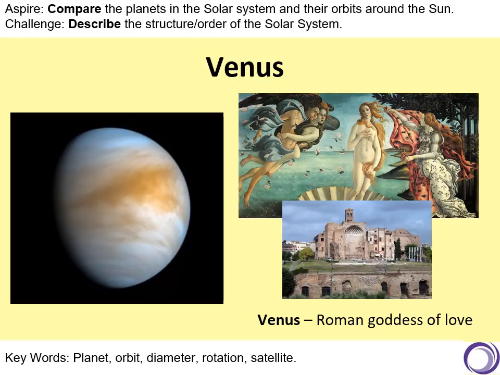And the size of Venus is very similar to Earth. So the relative size would be 0.9. That's the relative diameter of Venus in comparison to Earth. So it's very, very similar. You can see it's quite a beautiful planet, actually.